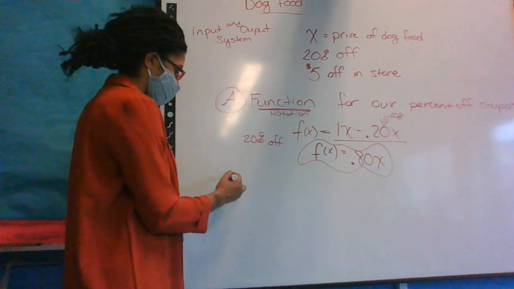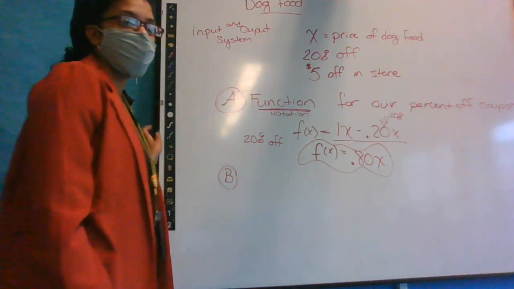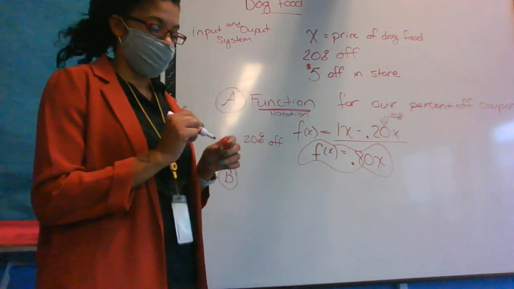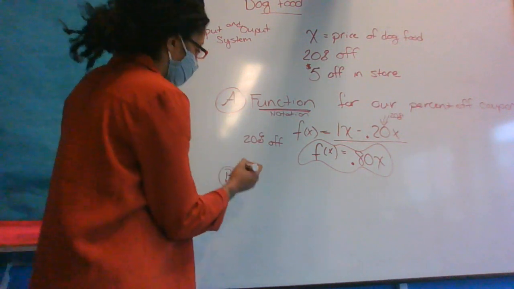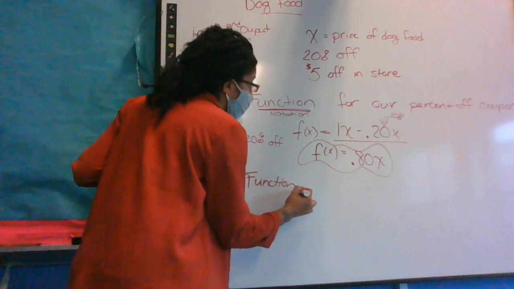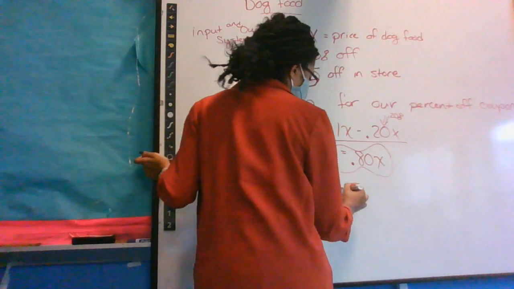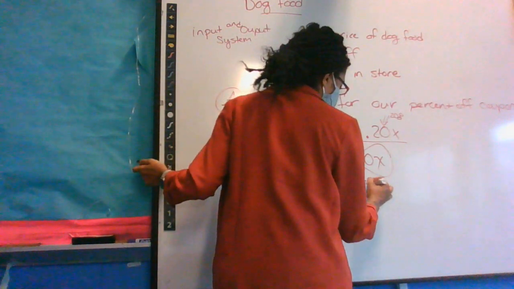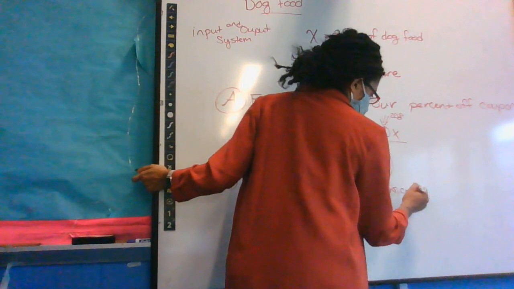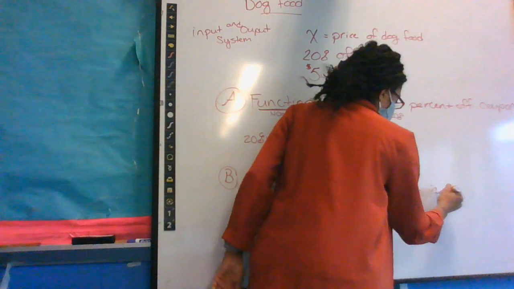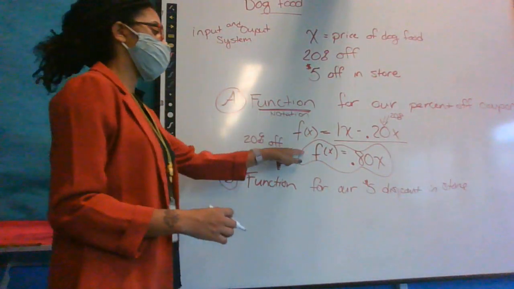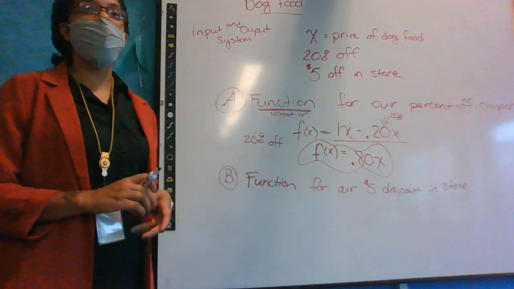Part B. Part B is write a function for our $5 discount in store. So I need to write a new function. I can't do f of x because f of x is 20% off. What am I going to use?